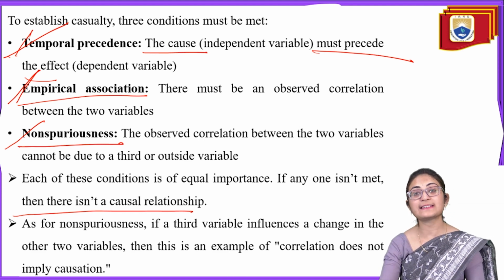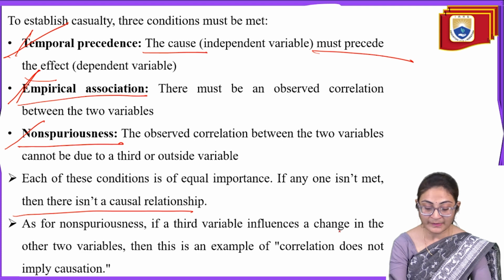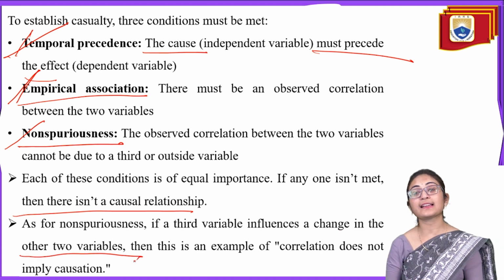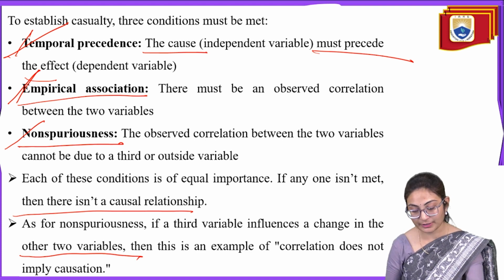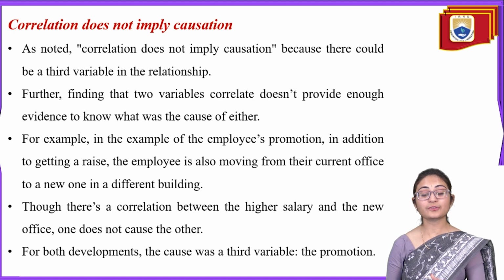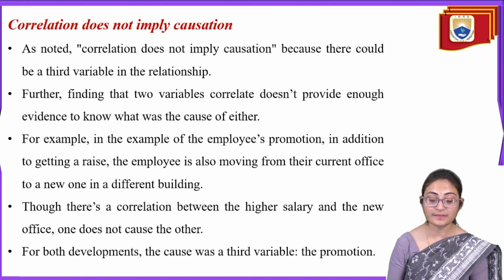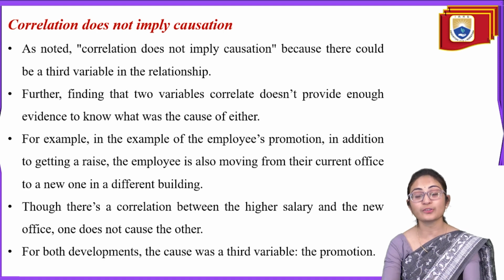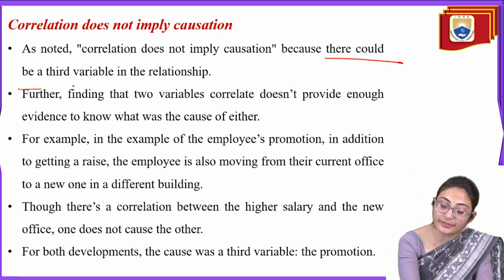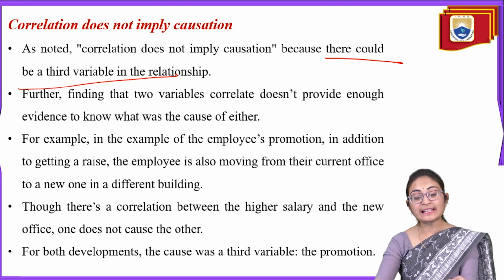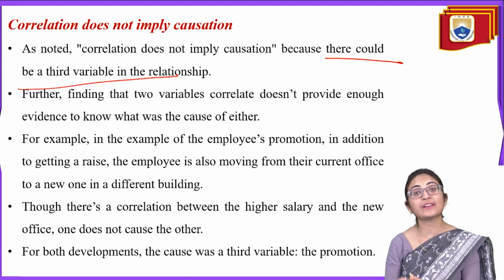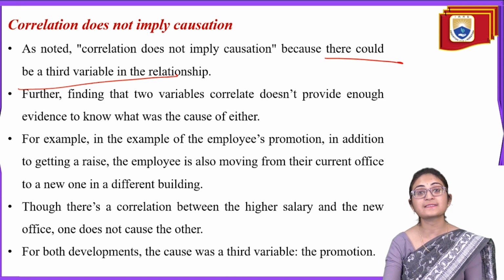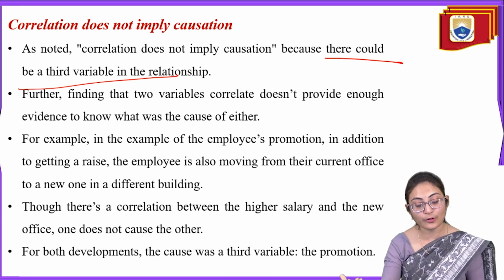As for non-spuriousness, if a third variable influences a change in the other two variables, then this is an example of correlation does not imply causation. There are again some conditions. As noted, correlation does not imply causation because there could be a third variable in the relationship. If in that relationship there is a third variable, then there will be no causation. Further, finding out that two variables correlate does not provide any evidence for knowing what was the cause of either.